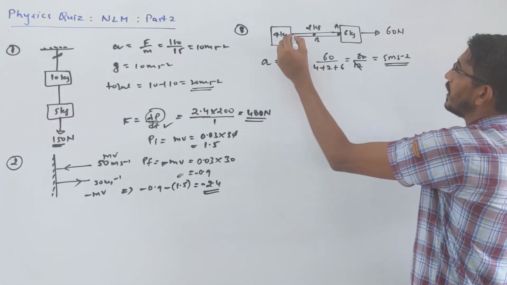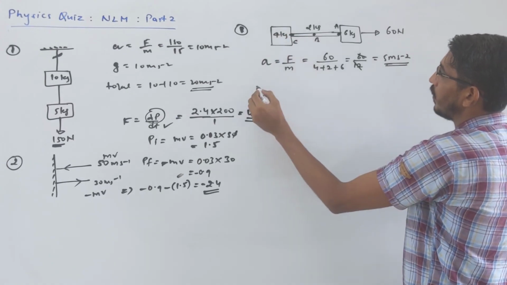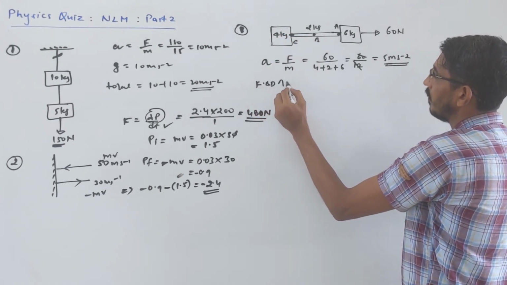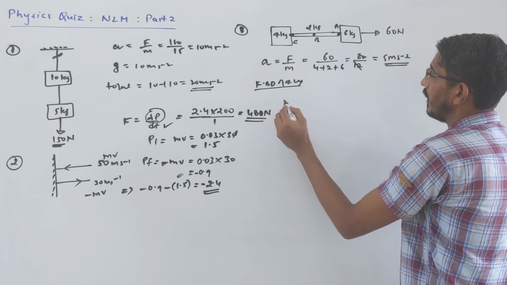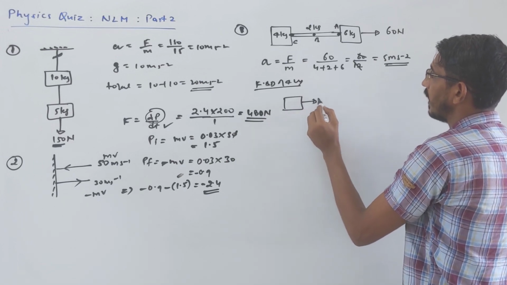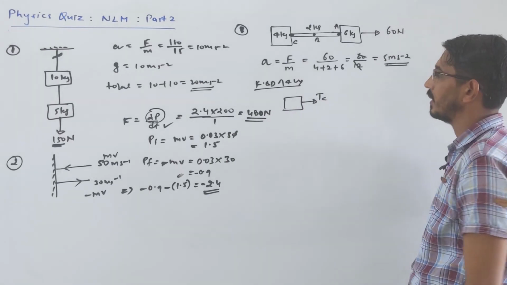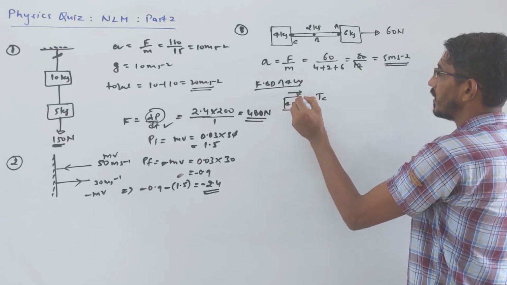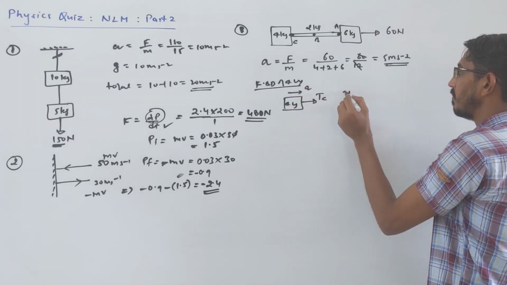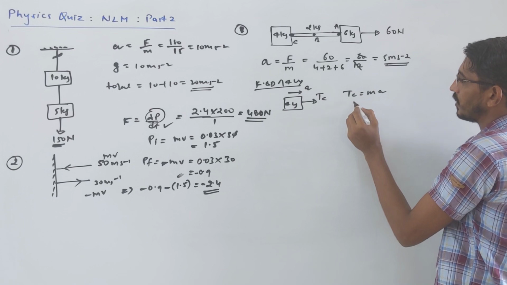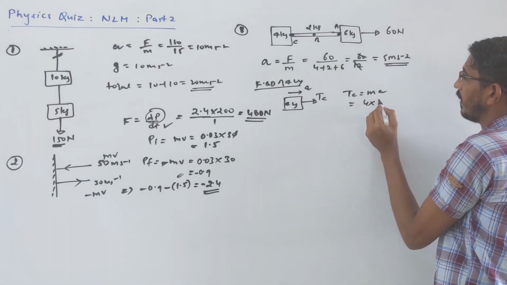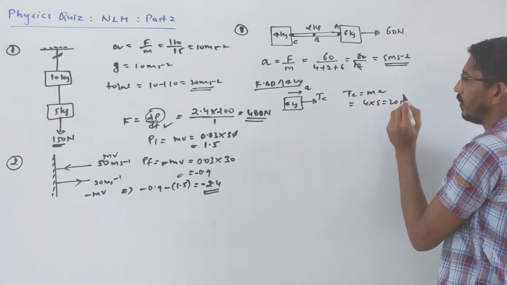You have to find the tension at point C. Let's take the FBD of the 4 kg block. This is your 4 kg block. Here the tension, let's call it TC, and it moves in this direction with acceleration A. So TC is simply equal to MA of this block, no other force. M is given as 4, A we have calculated as 5. That becomes 20 Newton simply.